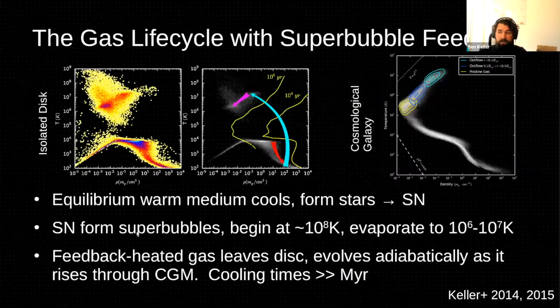This ends up giving you gas that behaves realistically from what you would expect from your physical intuition. So a galaxy will have a warm neutral medium that cools, forms stars, and then feedback from those stars can then heat gas up to high temperatures where its cooling is relatively inefficient. And if you look in a cosmological simulation, you can see that as gas moves away from the galaxy, from this cyan to blue to yellow, it's actually more or less moving along an adiabat, a line of constant entropy.